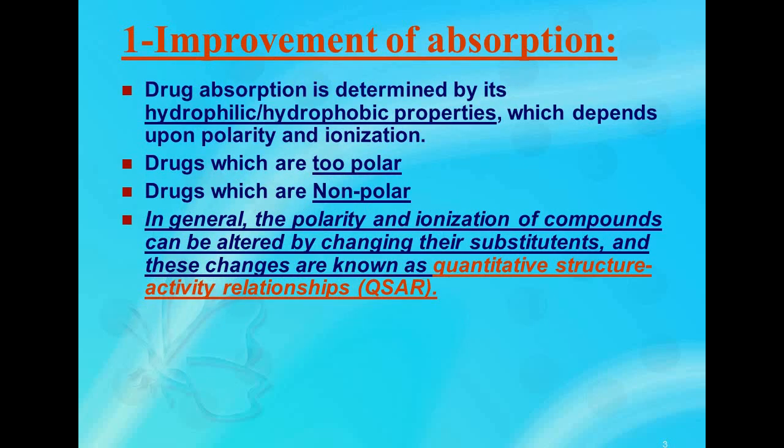First is the improvement of absorption. Drug absorption is determined by its hydrophilic or hydrophobic properties, which depend upon the polarity and ionization of the drug. The drugs which are too polar or strongly ionized do not easily cross the cell membrane of the gut wall. Therefore, they are given by injection. But the disadvantage is that they are quickly excreted from the body.